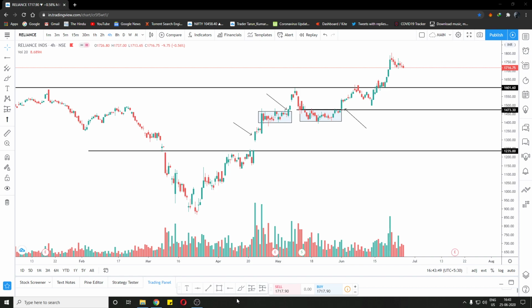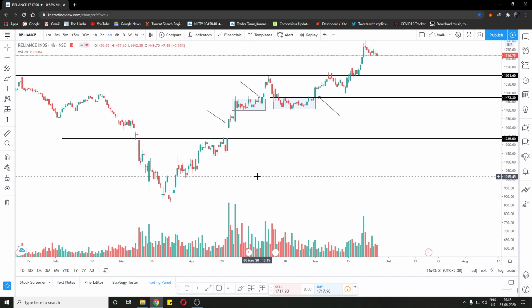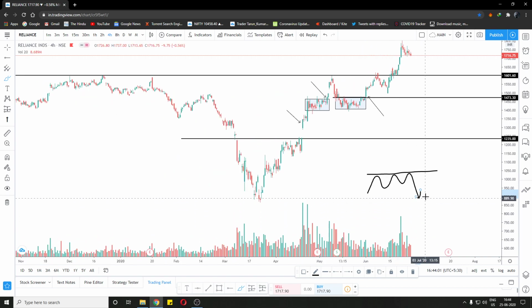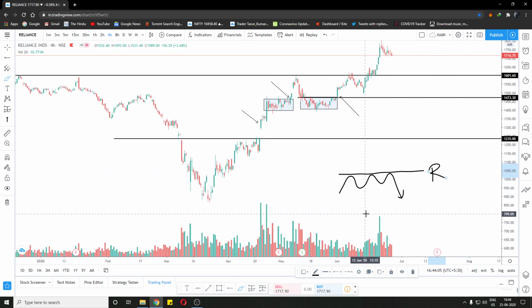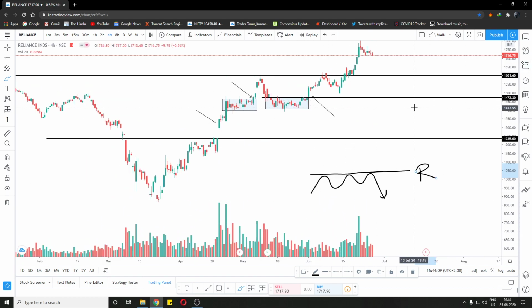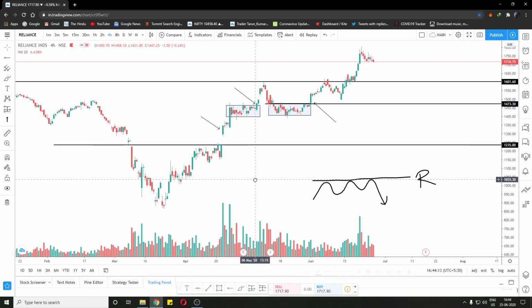Now the basic strategy is that we wait for a resistance to form. That means the market is coming to that level and coming down again and again. Now we have identified this level as resistance, and what we do is we wait for a breakout and then we buy. So I'm going to show you a few examples which will make you clear how to do it.